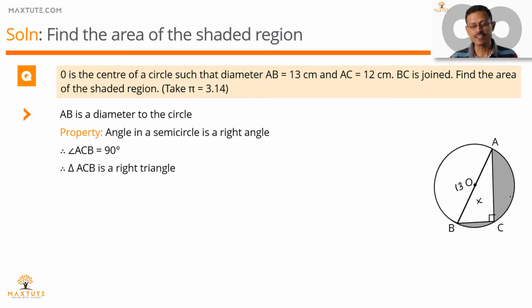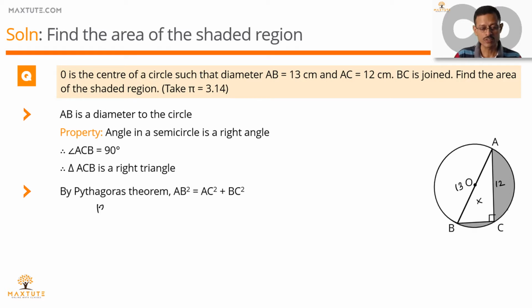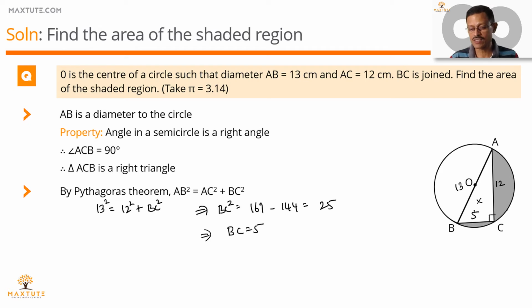We know the measure of AC, which measures 12 centimeters. So let's start by finding out the third side using Pythagoras theorem. AB square, which is the square of the hypotenuse, is equal to the sum of the squares of the other two sides. Hypotenuse measures 13, so 13 square is equal to AC, which is 12 square, plus BC square. So BC square will be equal to 13 square, which is 169, minus 12 square, which is 144. So BC square is equal to 25, translating to the fact that BC is equal to 5 centimeters. So we got the measure of the third side of the triangle.